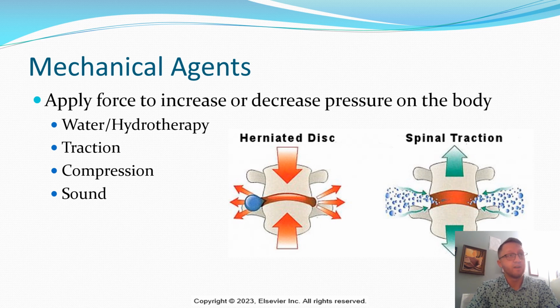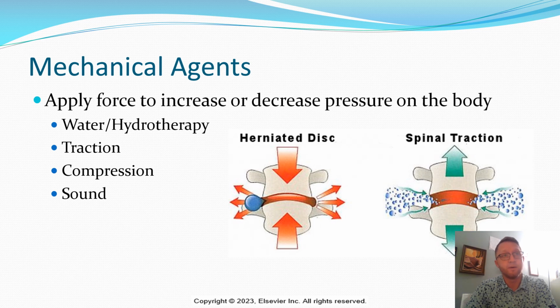On to mechanical agents now. We're going to talk about quite a few of these in our lab setting and lectures. When we're thinking of mechanical agents, this is any force that we're applying to a patient to increase or decrease pressure on the body. We can use water or hydrotherapy to do that. We can use mechanical traction or manual traction in the cervical or lumbar spine, or possibly even some of those proximal joints like the hip. And then we can use sound, which would be your ultrasound or shockwave therapy.